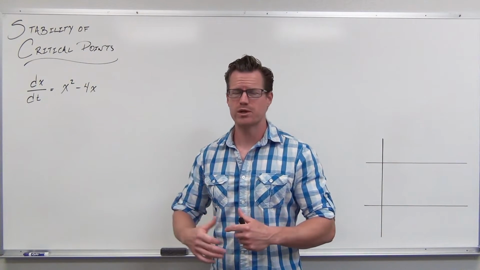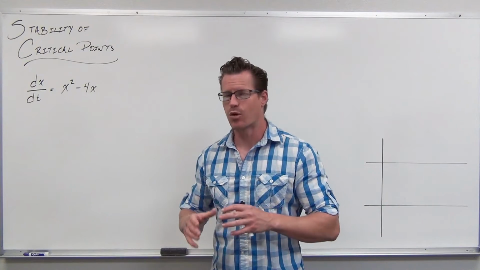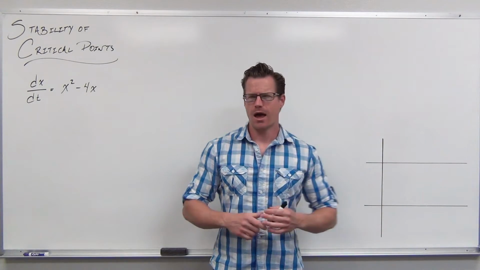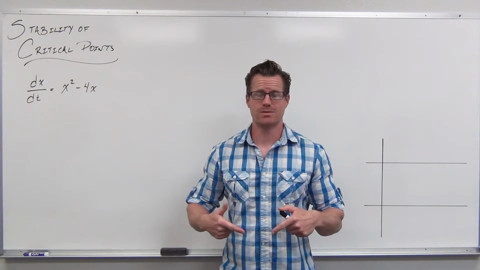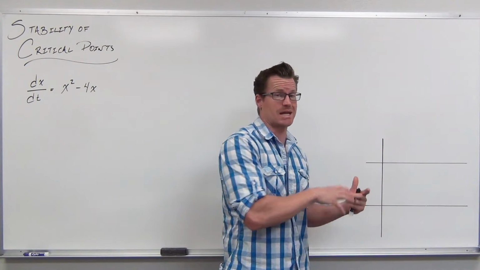We'll start with critical points. We'll talk about whether they're stable or unstable, how that should look on a graph, and then we'll go ahead and solve the differential equation behind it and try to see that they make the same exact graph.